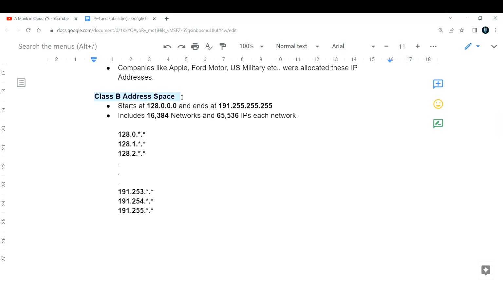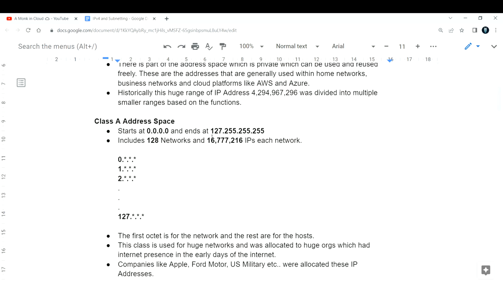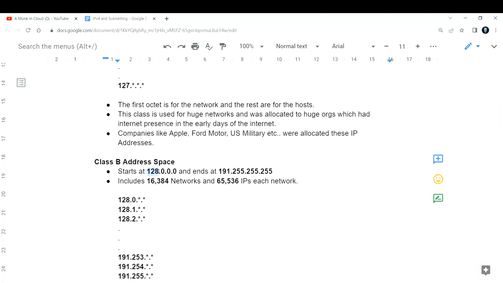Now let's go into class B. Class B starts from 128.0.0.0 and ends at 191.255.255.255. This number 128 is continuing from 127, where class A stopped, and it goes till 191.255.255.255. It includes 16,384 networks and 65,536 IPs in each network.